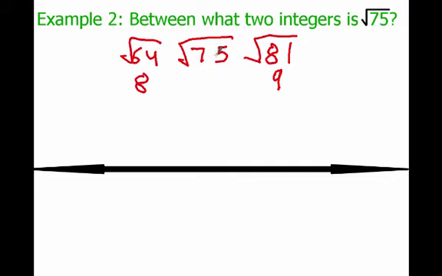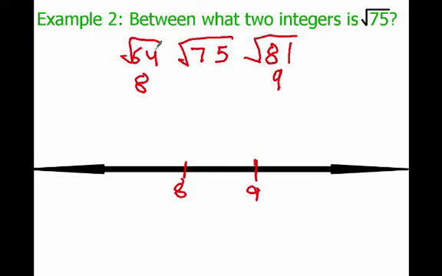The square root of 75 is going to have to be between these two things, so it's going to be between 8 and 9. So if I make myself a number line here and I say, okay, here's 8, here's 9, the square root of 75 is going to go in between here. Well, which one is it closer to? That's the question we want to ask. Is it closer to 8 or is it closer to 9?